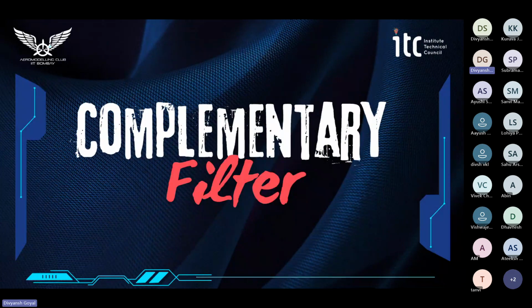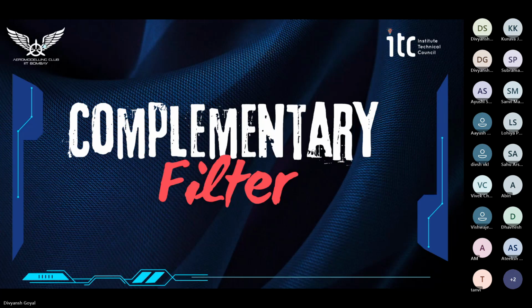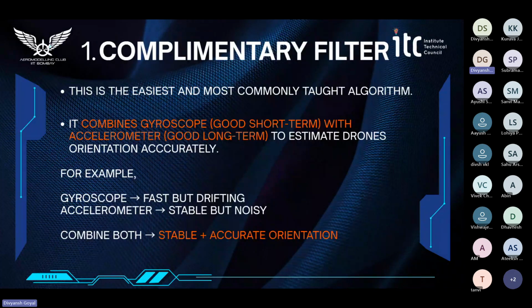Okay, so talking about the complementary filter, it is the easiest and most commonly taught algorithm. It basically combines data of two sensors, the gyroscope and the accelerometer. Gyroscope is good for short-term motion, as we have talked about earlier. For long term, it will throw an error. On the other hand, the accelerometer is good for long term, and for short term it is very noisy. So if we combine both these data, we can get a stable and less noisy output, which we want. The complementary filter does exactly this kind of thing.